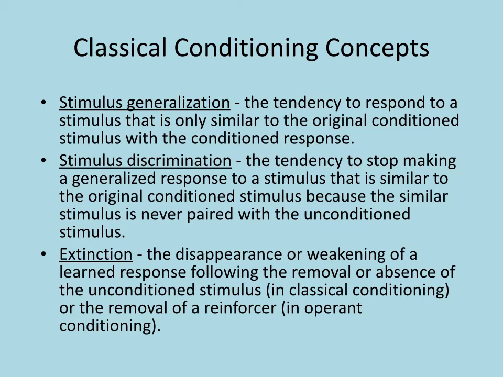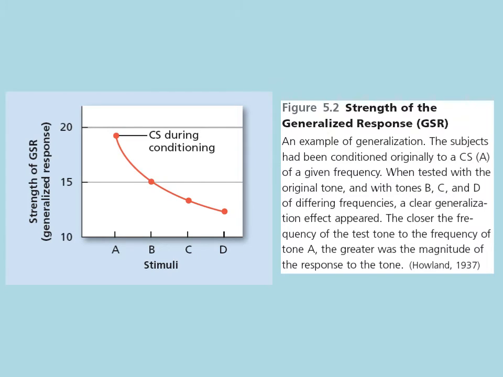Now, extinction is the disappearance or the weakening of a learned response following the removal of the stimulus. If I condition my dogs to drool at the sound of a bell and then I do not ring a bell around my dogs for a year or two, and then I ring a bell and the dogs never respond, that's called extinction. Okay, so during conditioning, the strength of the generalized response is going to be at its highest. As time elapses past conditioning, we're going to see that it is going to get weaker and weaker and weaker and eventually lead to extinction.